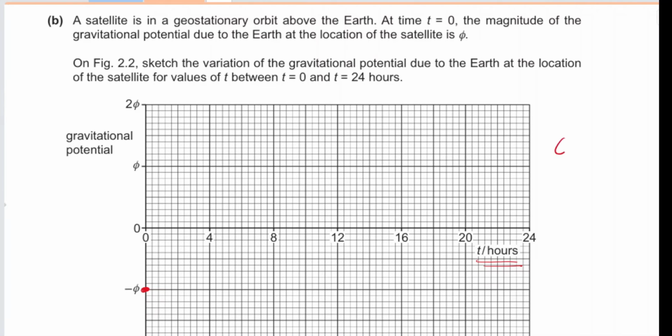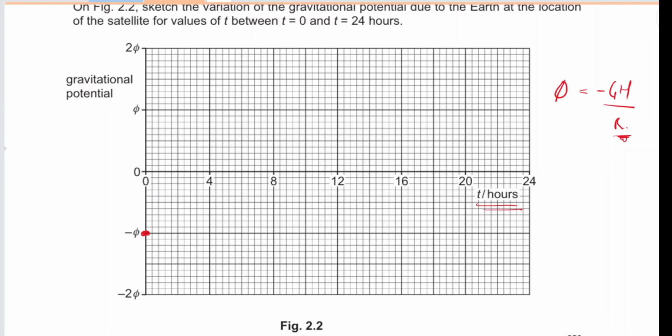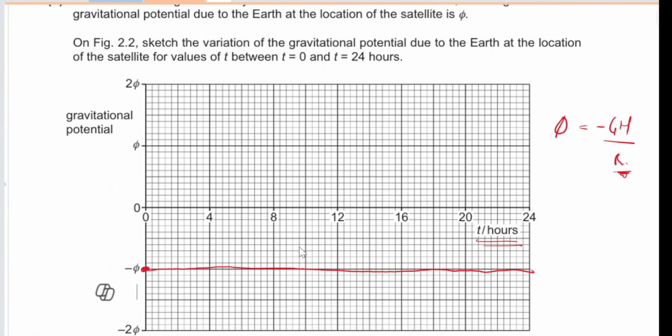So again, we use the formula phi equals negative GM over r. I don't see time anywhere in the formula. So that means the gravitational potential will be the same throughout the whole 24 hours because the radius is not changing. This radius is constant. The mass is constant and the gravitational constant is constant, obviously. So this is going to be a straight line. I tried my best. And that's it for question 4.